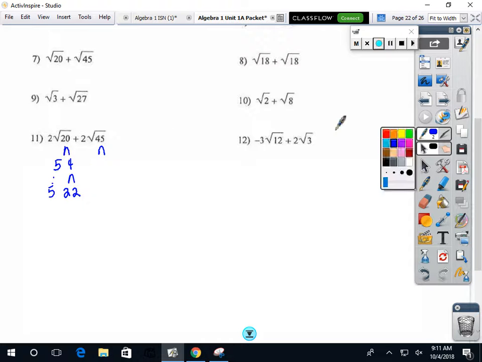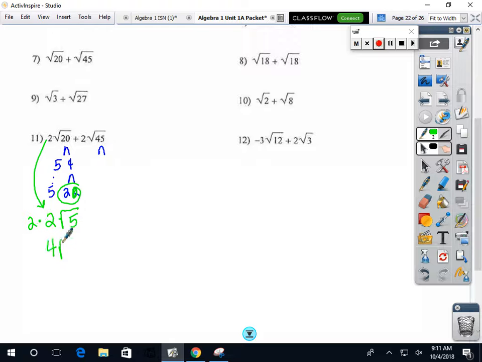And then you circle, kill, and kick out. So circle the pair of 2s, kill one, kick one out, put the 5 back in. Don't forget about this 2 that was already outside the house that will now join with that one to make 4 square roots of 5. So now we're done with this one. We've simplified it to 4 square roots of 5.